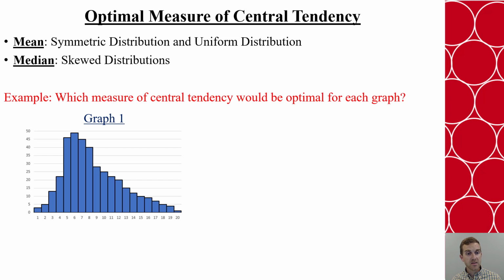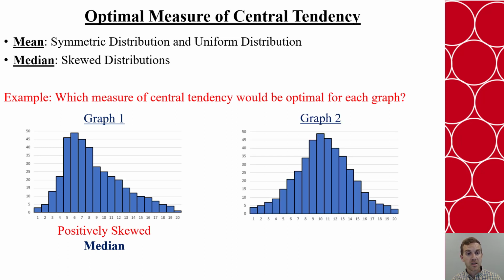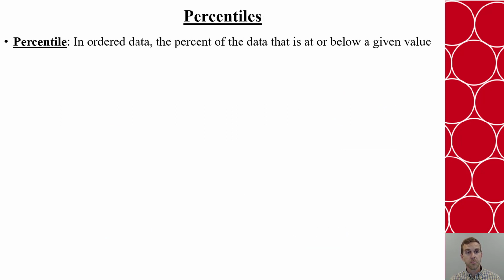So if we look at this current graph on the left here, we'd say this is positively skewed. There's a tail going to the right. So because it's skewed, we would want to use the median. In contrast, this graph is relatively symmetrical. And since it's symmetrical, we'd want to use the mean.